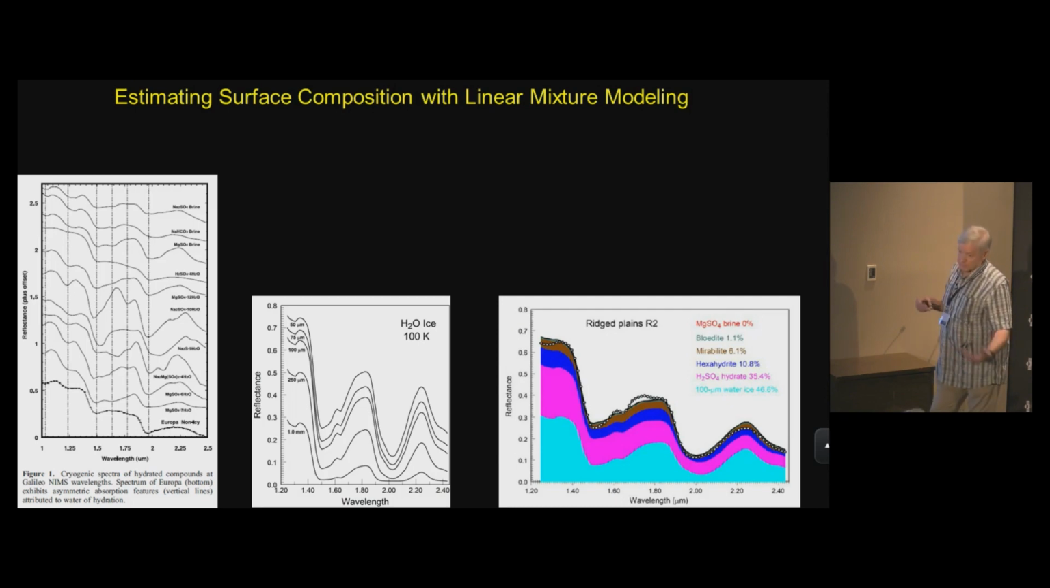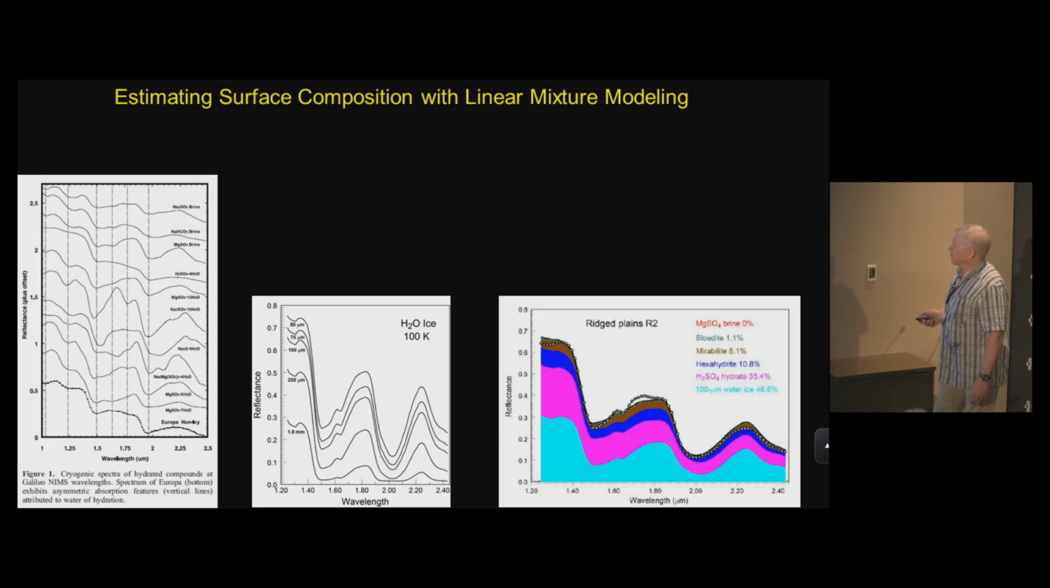We got reference spectra for water ice of various grain sizes. This is just a small sampling of those, but what you probably all know is that the smaller grain sizes are more reflective, and the largest grain size starts to get really dark down here in these absorption features.